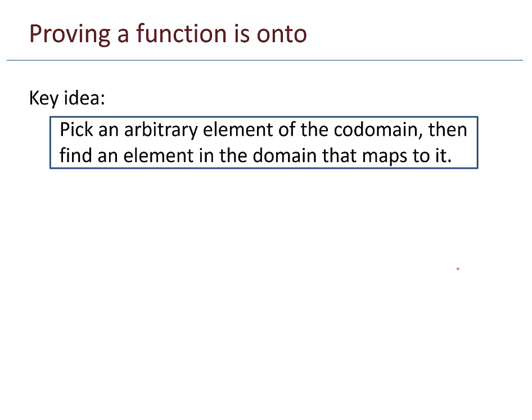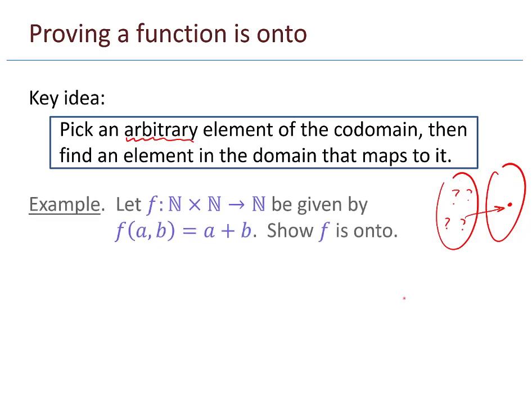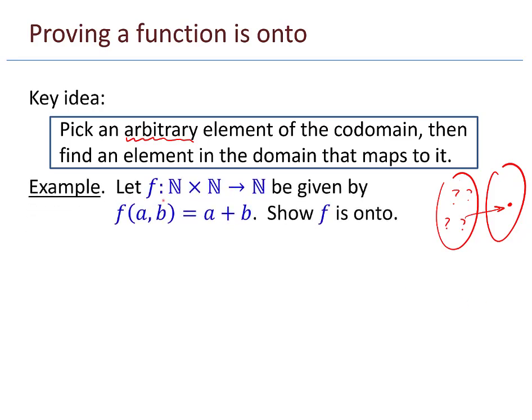How about onto? To prove that a function is onto, here is our key idea. Pick an arbitrary element in the codomain, and then find an element in the domain that maps to it. I have my codomain on the right. I pick an arbitrary element there, and then I have to find something in my domain that maps onto that arbitrary element. Here's an example. Let f be the function from N cross N to the naturals, given this way: f of the pair (a, b) equals a plus b. Show that f is onto.